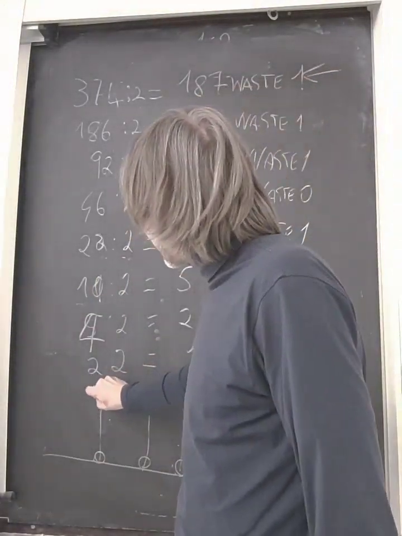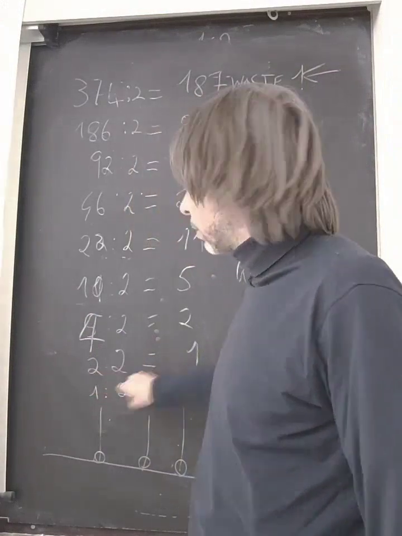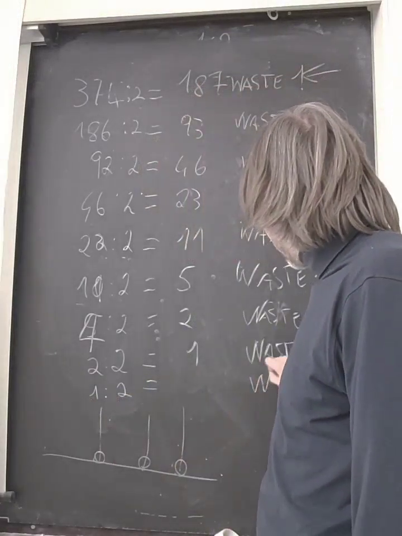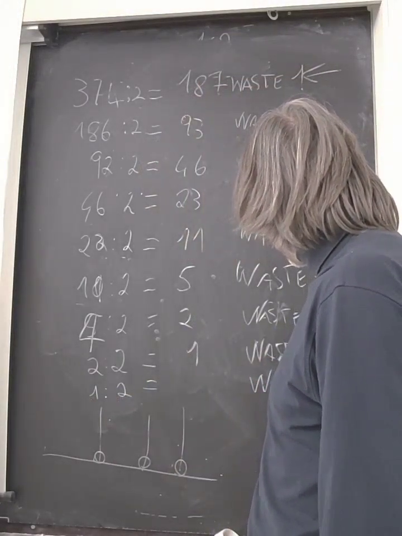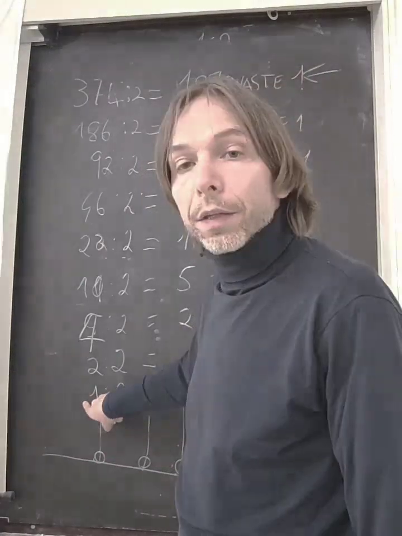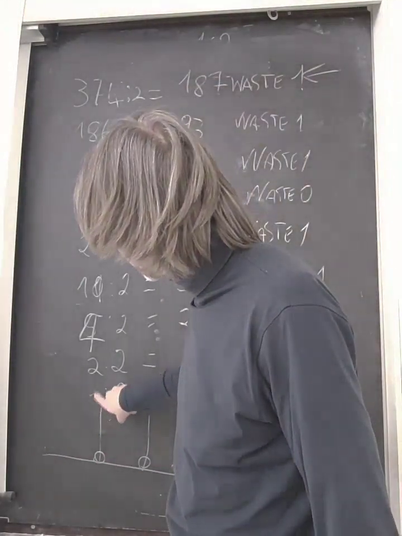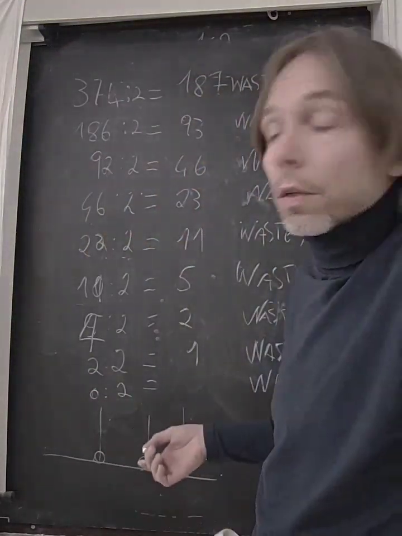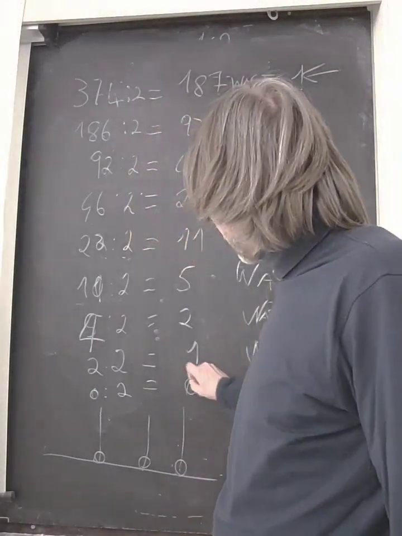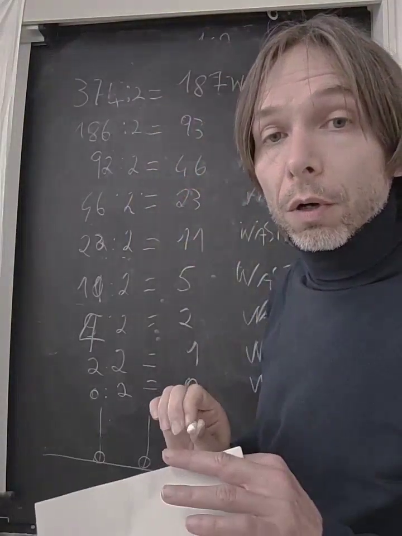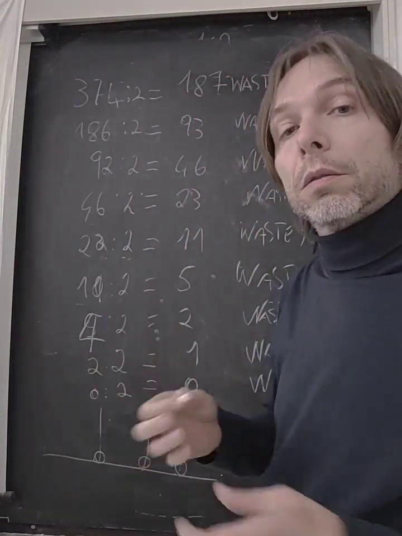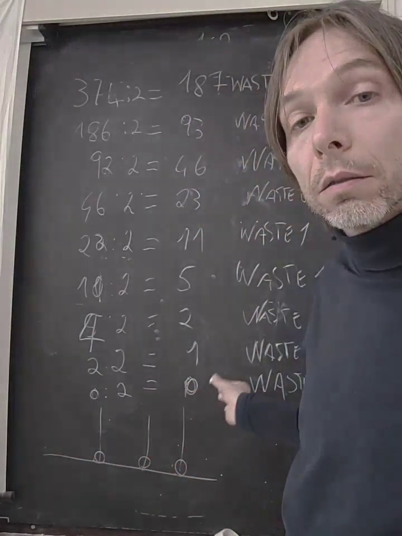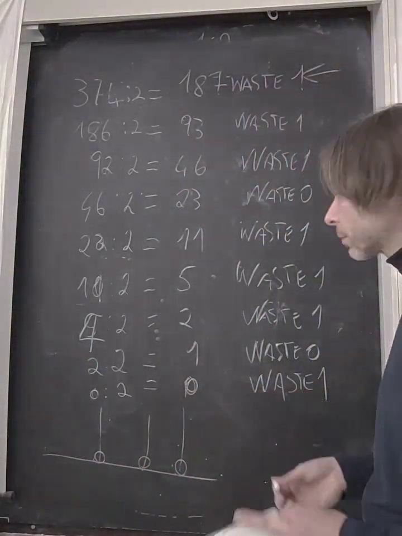And so 1 divided by 2. 1 is odd, obviously. So I consider a waste of 1. I lower it and it becomes 0. And now 0 divided by 2 is 0. Okay, 0 is 0. I don't have anything more that I can put on the bread. I have finished.